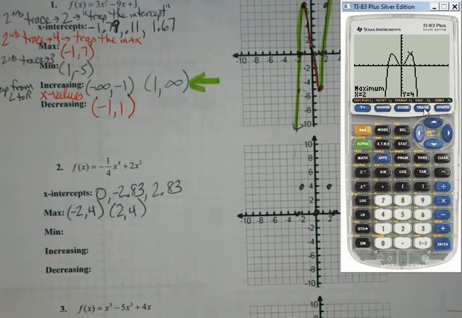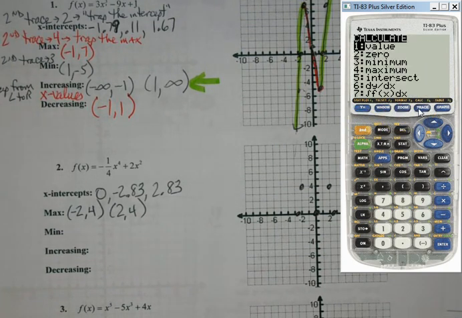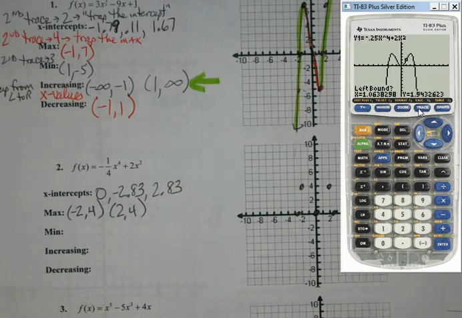Where's the min? No, the min is not infinity to infinity. I'm guessing it's going to be at 0, 0. But let's see what happens here. The min, it looks like it's at about 0, 0. I'm going to get to the left of it. Then I'm going to go into the dip, and I'm going to come out of it. I'm going to hit enter.